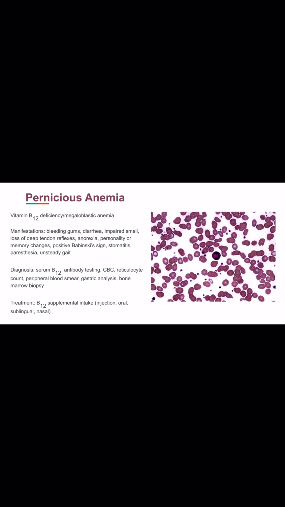To diagnose pernicious anemia, serum B12 and antibody testing are done. CBC, reticulocyte count, peripheral blood smear, gastric analysis, and bone marrow biopsy can be done. Treatments of pernicious anemia include B12 supplement intake, which can be given through injection, orally, sublingual, or nasal. If pernicious anemia goes untreated, it can cause heart and nerve damage.